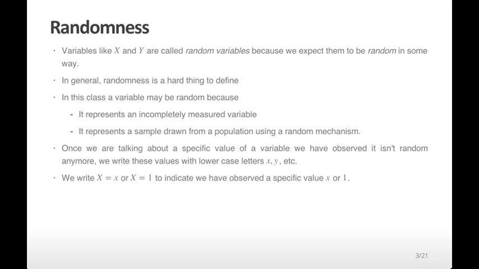Once we are talking about a specific value of a variable after we have measured it, then it isn't a random quantity anymore, and we will write those values with lowercase letters like little x and little y. We will write big X equals little x when we are fixing the random quantity x to be the observed fixed deterministic quantity little x. Similarly, we might write x equals 1 if we know that the measured value is 1. So we'll be using randomness to represent two different things. One, random draws from a population, but also to represent incomplete measurements of a phenomenon that might be deterministic if we had measured everything about it.